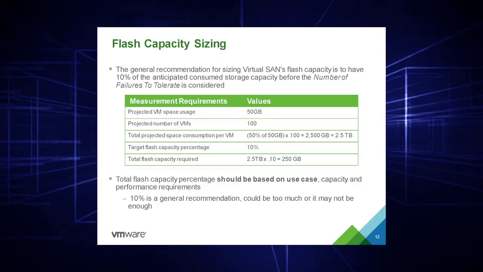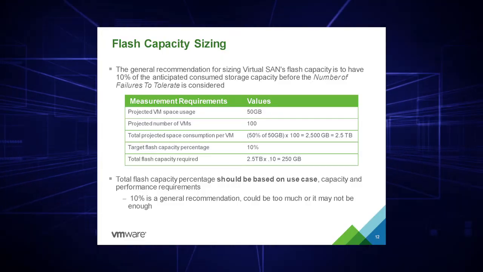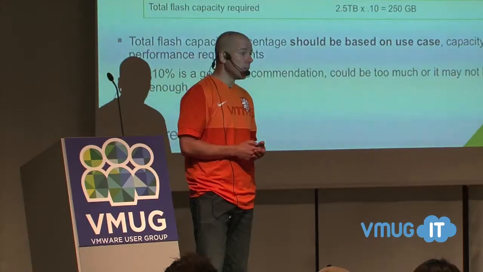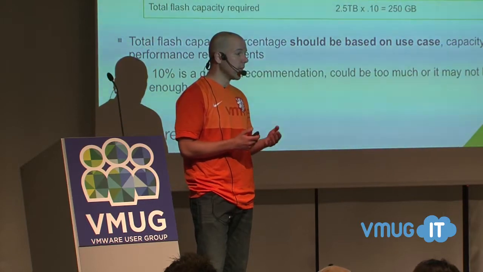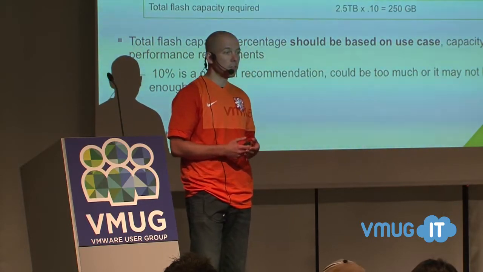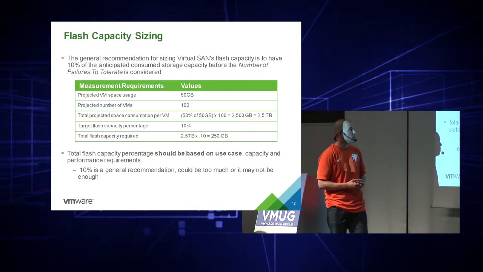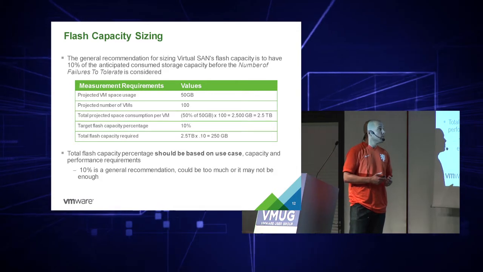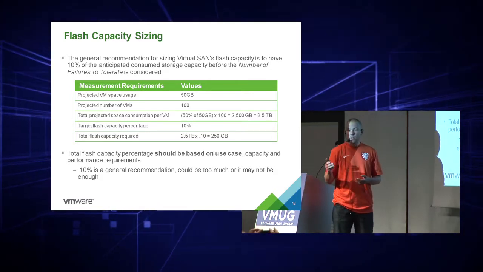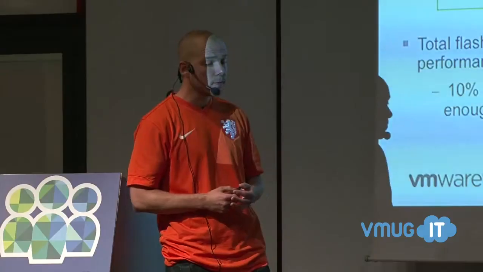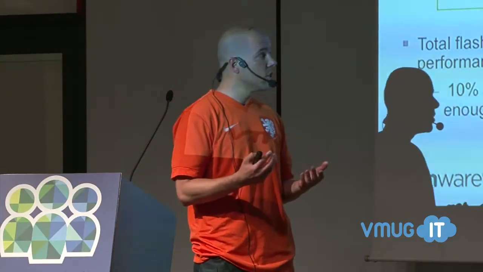Now, as I said, virtual SAN uses these flash devices for caching and for buffering. So there is a recommendation when it comes to sizing your environment. And the recommendation used to be fairly simple. It used to be a 10% ratio in terms of flash versus magnetic disk. So 10% of your total capacity should be your flash capacity as well. So in the past, if you had 1 terabyte worth of magnetic capacity, 100 gigs worth of SSD would be sufficient in terms of how you would size your environment.